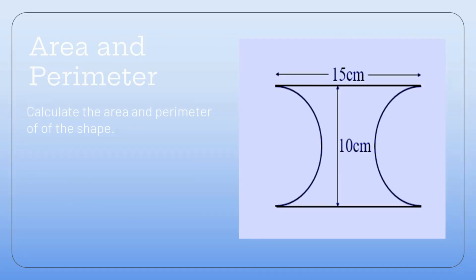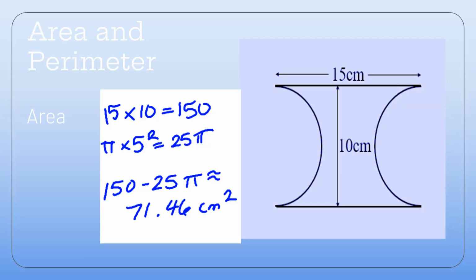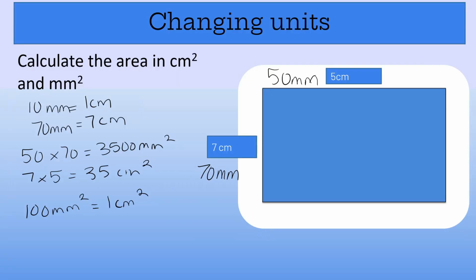In this problem, calculate the area and perimeter of the shape. To calculate the area and perimeter of this shape, we have to see that this is a rectangle with two semicircles removed from it. Remember, two semicircles is one whole circle. You multiply 15 times 10 to get the area of 150 centimeters squared. Then you would subtract the area of the circle, 25 pi. You will then get a final answer of 71.46 to two decimal places.